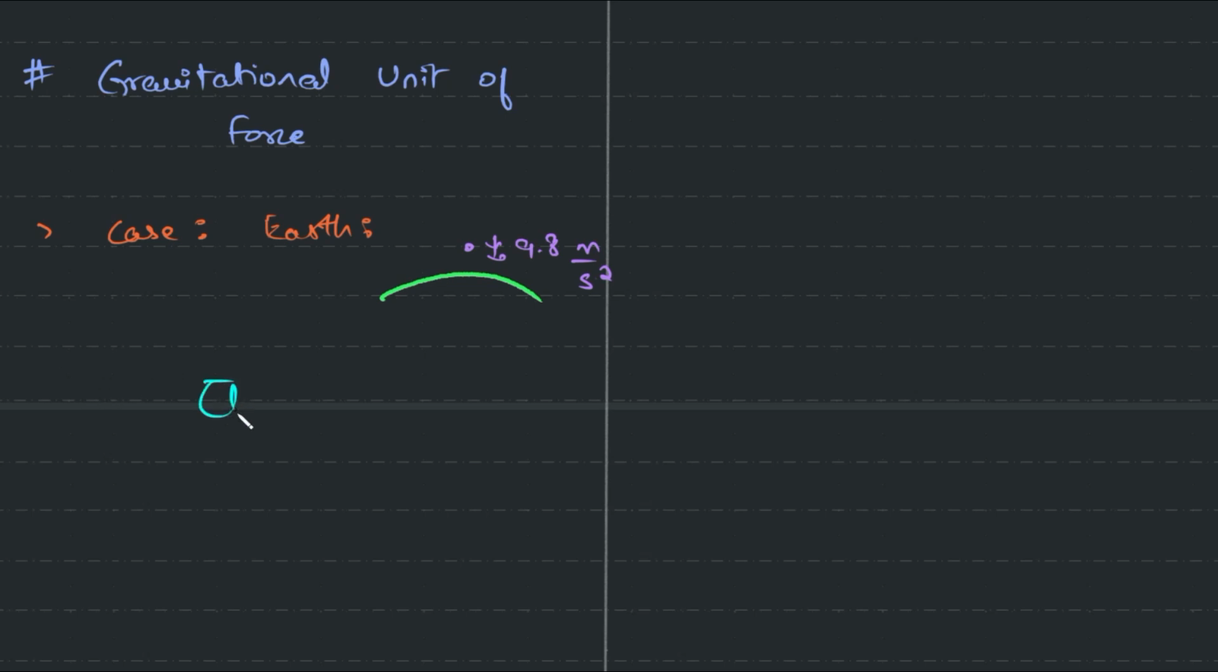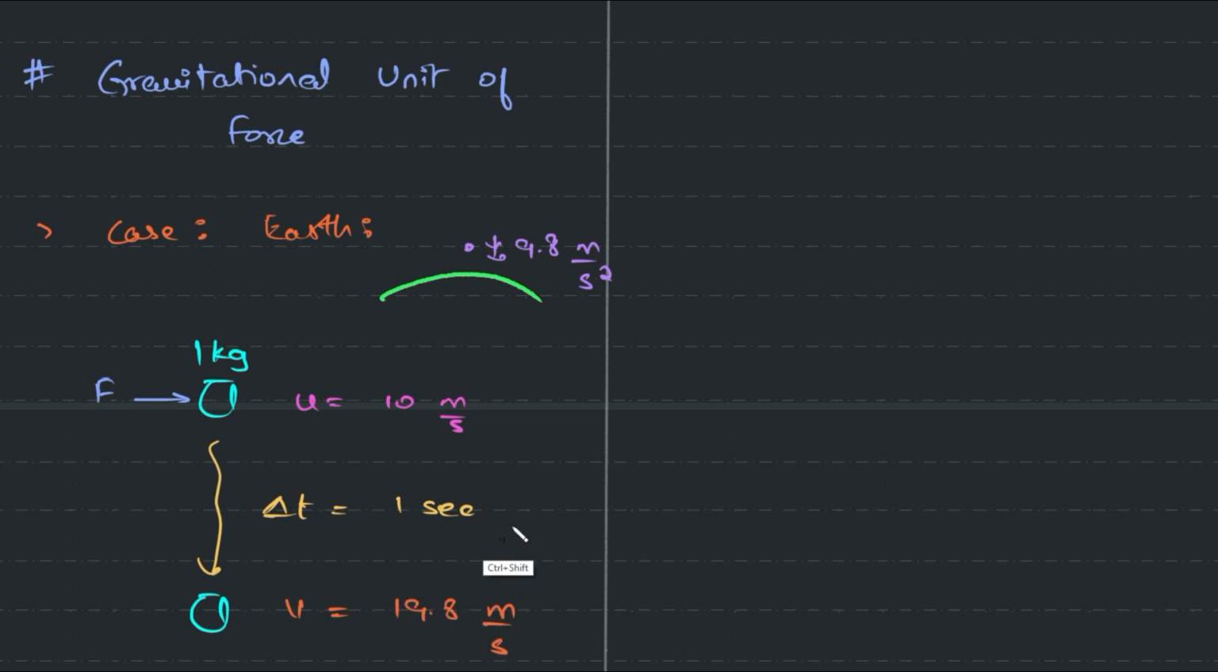So if I have an object of 1 kg, same funda, with an initial velocity of 10 meter per second, and I apply a certain force for a time duration of 1 second, and let that force be F. If this object turns out to have a velocity of 19.8 meter per second, then this force F is nothing but your gravitational unit of force on the surface of the earth.